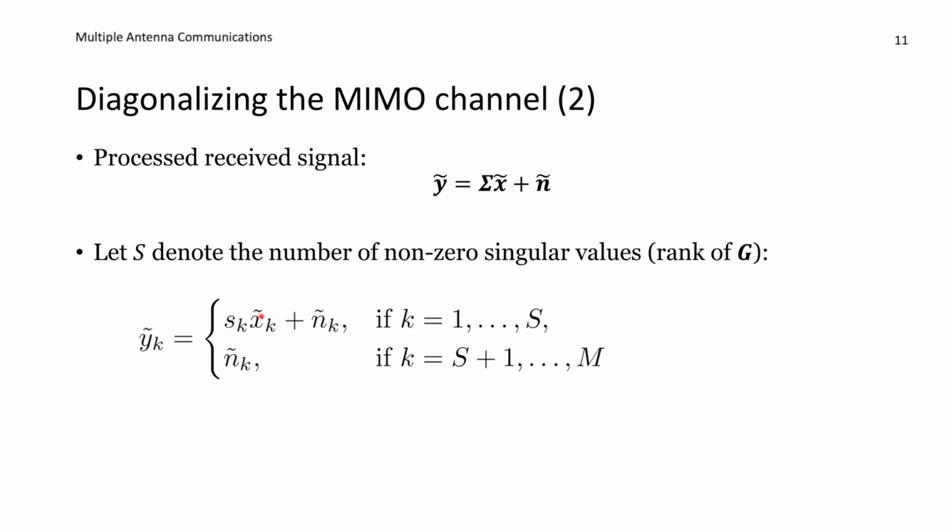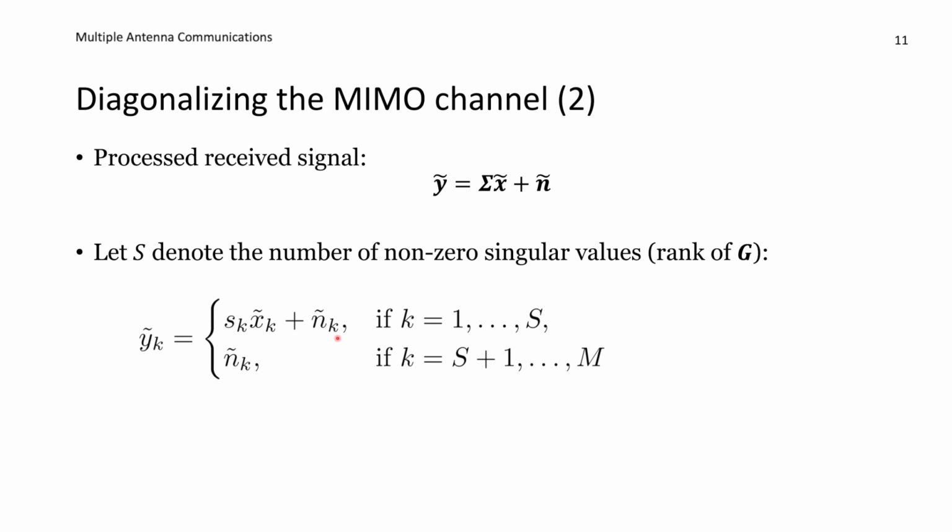If we have additional rows in y tilde after that, so for S plus 1 to capital M, then we only have noise there, because then the singular values will either be zero or non-existing if we have a matrix sigma that has more rows than columns.